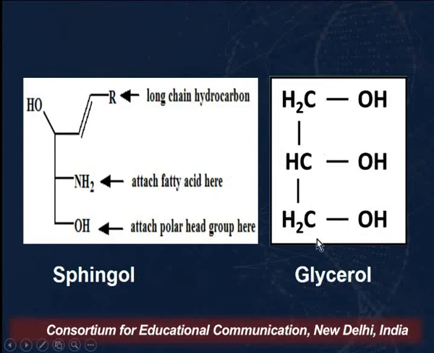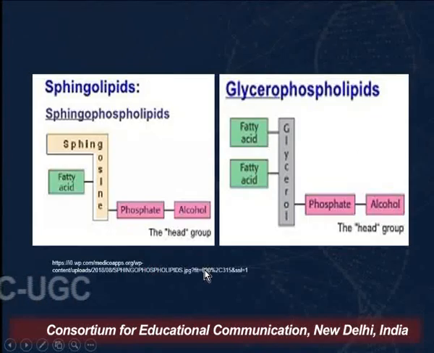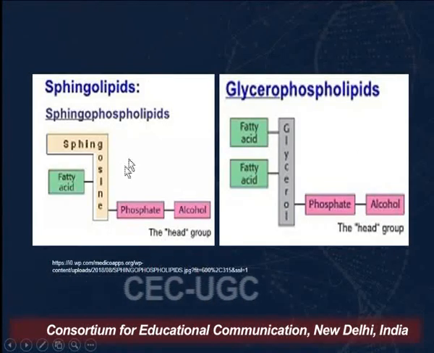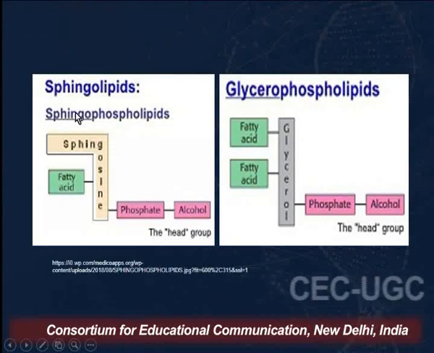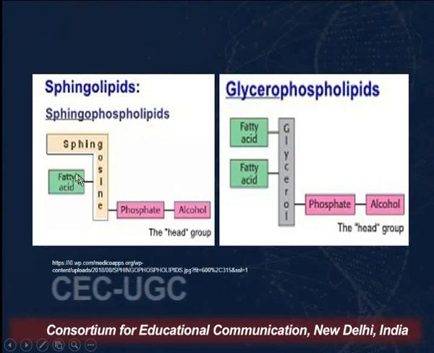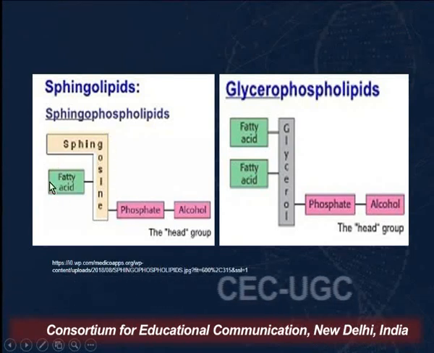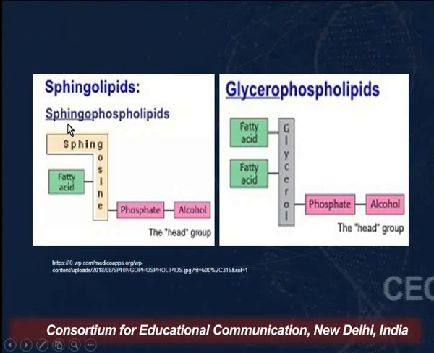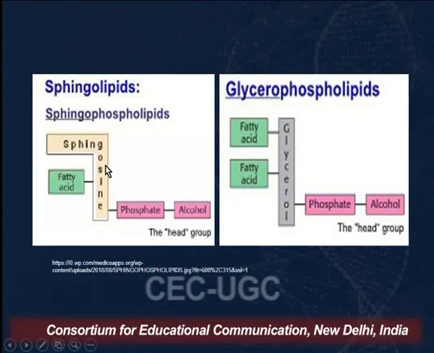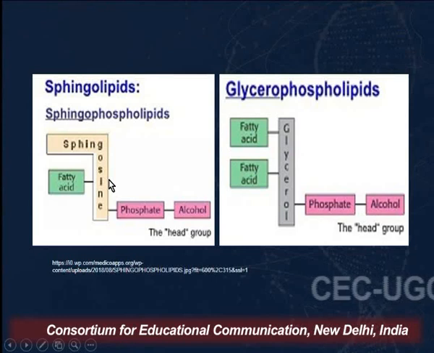Please remember, glycerol forms the backbone of glycerophospholipids, whereas sphingol forms the backbone of sphingolipids. Now let me compare with you the structure of sphingophospholipids and glycerophospholipids. So first what you have to remember is that this is the schematic diagram for sphingolipids. When we talk of a schematic diagram for sphingolipid, what you have to remember is that if a diagram is being represented by an inverted L, that means it is a sphingolipid.